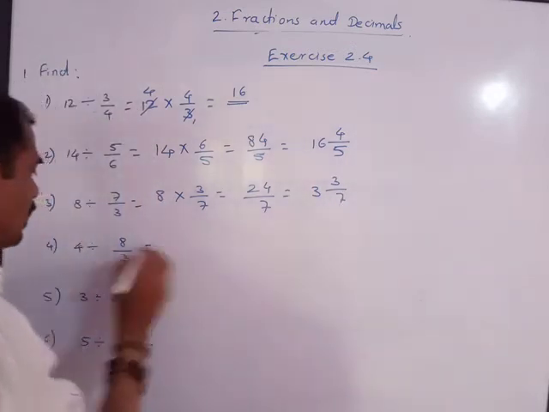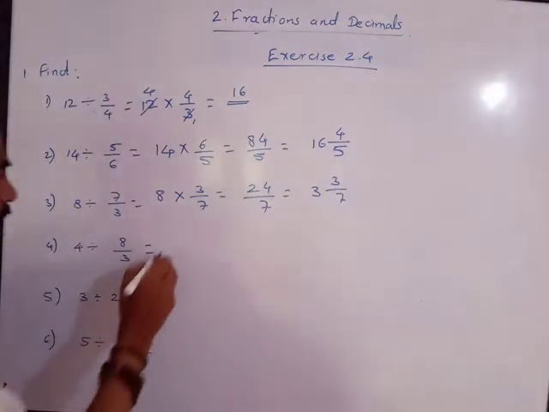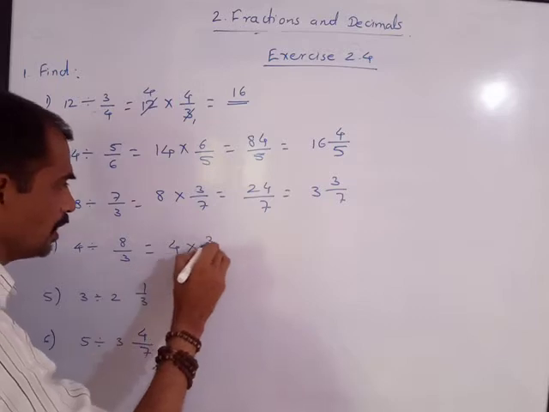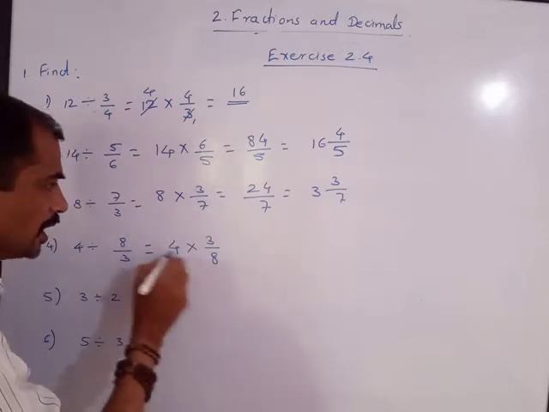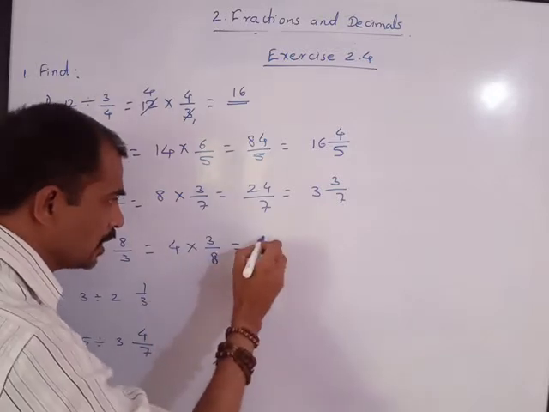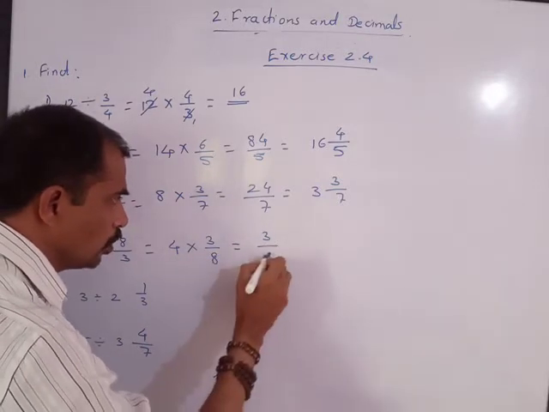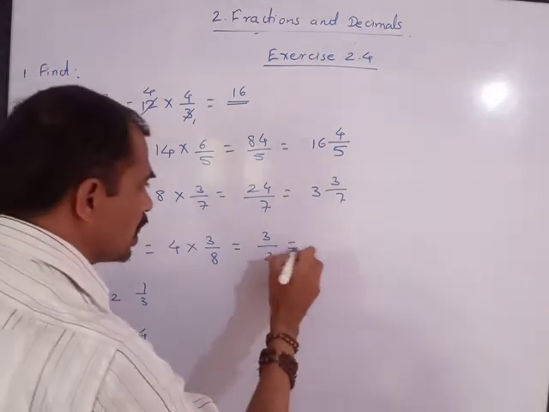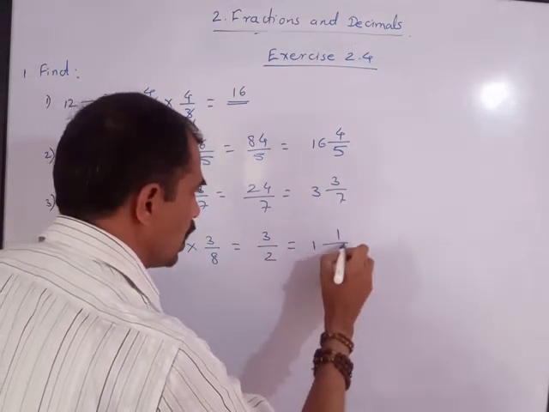Next is 4 divided by 8 upon 3. This is equal to 4 multiplied by 3 upon 8. Please note, this is reducible. So we can reduce 4 1s are 4, 4 2s are 8. Answer is 3 upon 2. This also can be written in mixed fraction as 2 1s are 2, remainder is 1, denominator is 2.